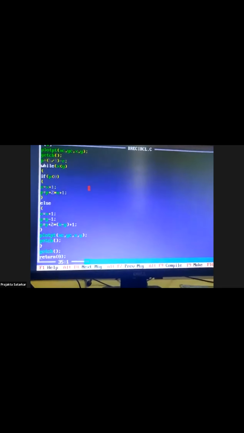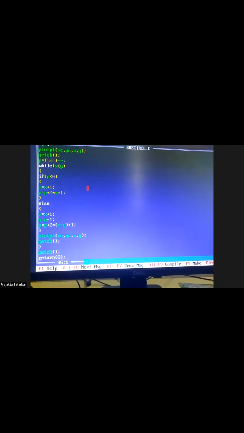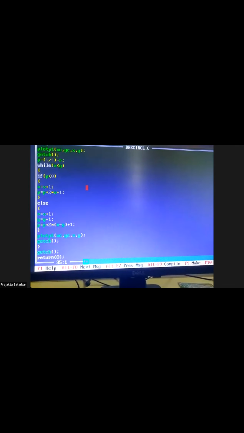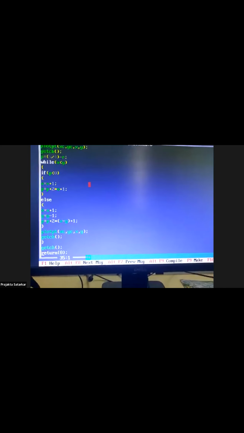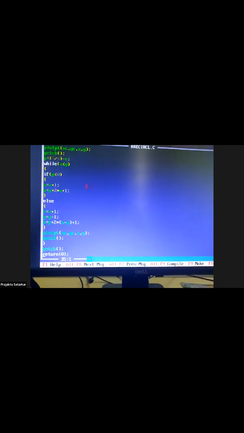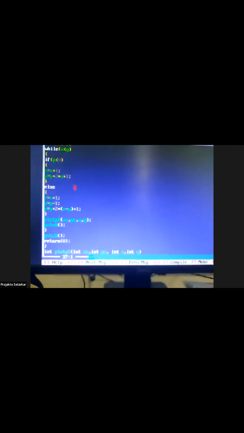So again, I will be calling the plot point function with XC, YC, X and Y. And then this loop is continued till you reach the 45-degree arc, that is Y equal to X axis. Okay. So again, getch is there and return 0. So that is the program.